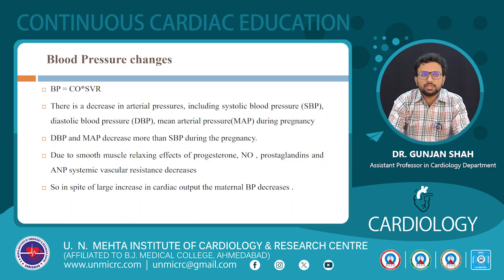As you know, blood pressure is equal to cardiac output times systemic vascular resistance. There is a decrease in arterial pressure, including systolic blood pressure, diastolic blood pressure and mean arterial pressure during pregnancy. Diastolic blood pressure and mean arterial pressure decrease more than the systolic blood pressure due to the smooth muscle relaxing effect of progesterone, nitric oxide, prostaglandin and atrial natriuretic peptide. Systemic vascular resistance decreases, which leads to decrease in blood pressure. So in spite of a large increase in cardiac output, the maternal blood pressure eventually decreases.